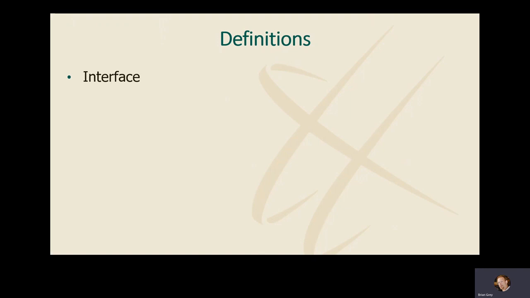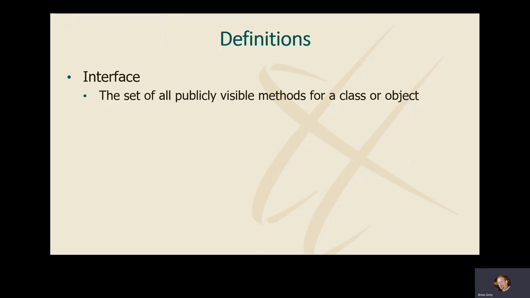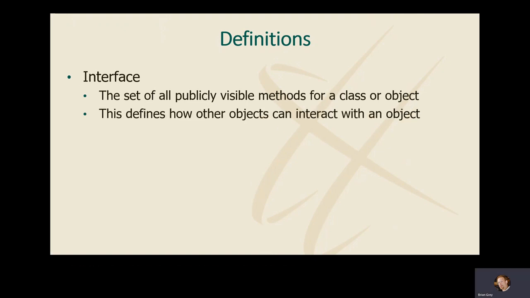Then we have interface. When I say, what's your object's interface? When I say, what's your program's interface? When I say interface in general, interface conceptually refers to how you interface with something, how you interact with a system. In this case, it's the set of all publicly visible methods for a class or object. Right? The interface defines how objects interact with each other.